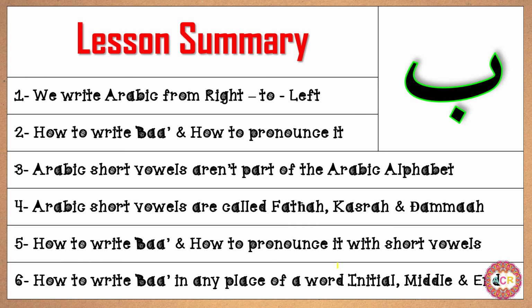Once more, in this class we have covered the letter ba. We talked about the Arabic writing system from right to left, the letter ba and how to pronounce it, and the Arabic short vowels, and we learned that they are not part of the Arabic alphabet. Number 4, the Arabic short vowels are called fatha, kasra, and dhamma. And then we talked about the letter ba and how to pronounce it with the short vowels fatha, kasra, and dhamma. And then we talked about how the letter ba looks in any place of a word. I mean the letter ba forms or shapes.